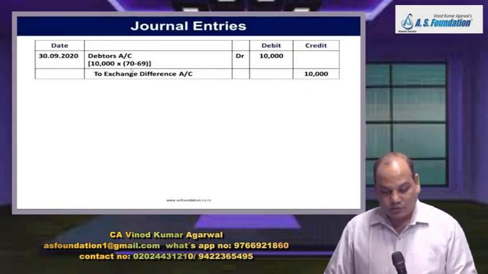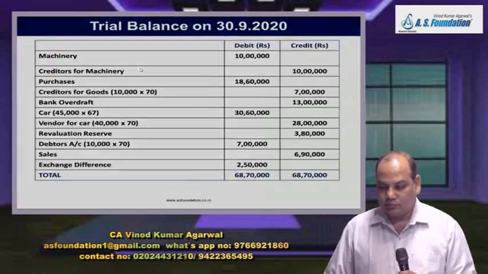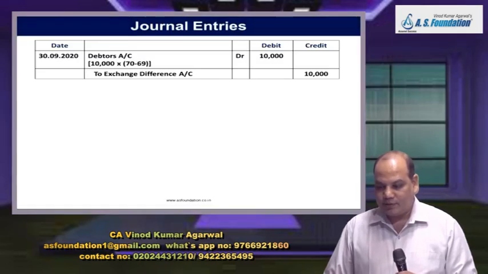Now there is a debtor also. Enjoy. In debtor there is a gain. 10,000 into 1 rupee. So debtor account debit to exchange difference 10,000. 10,000 into bracket 70 minus 69. Okay. This completes our entry.